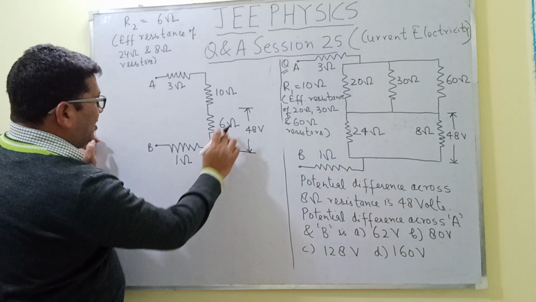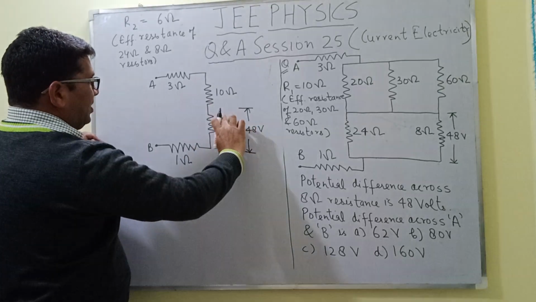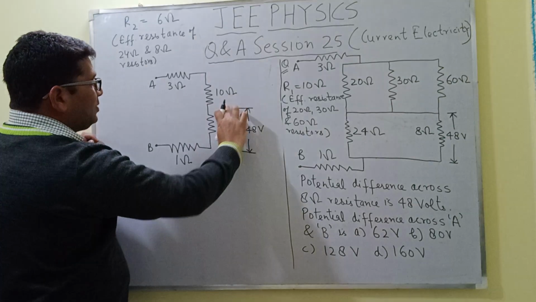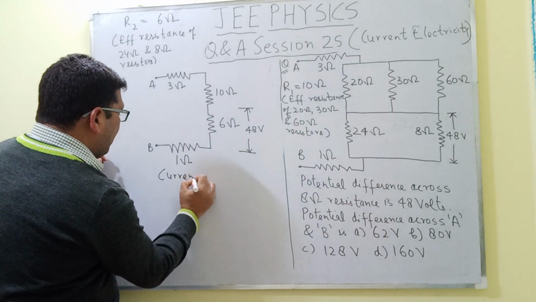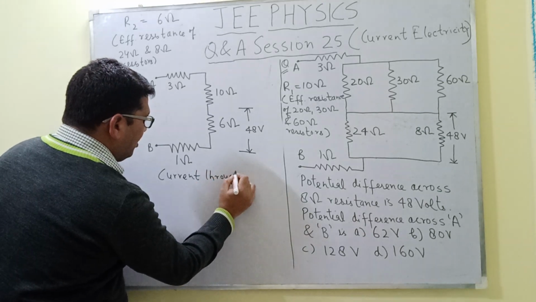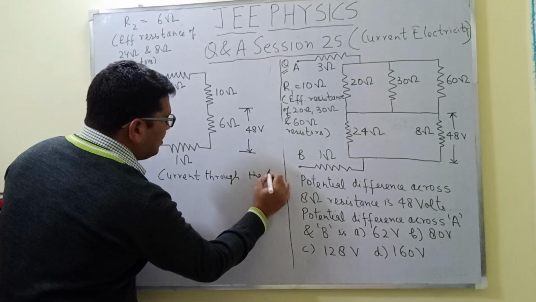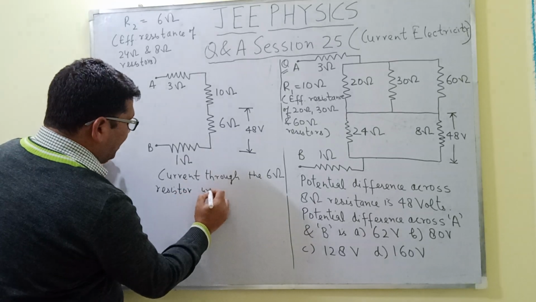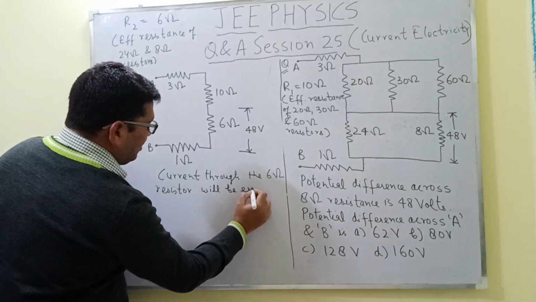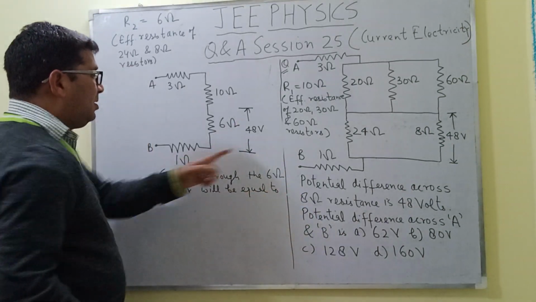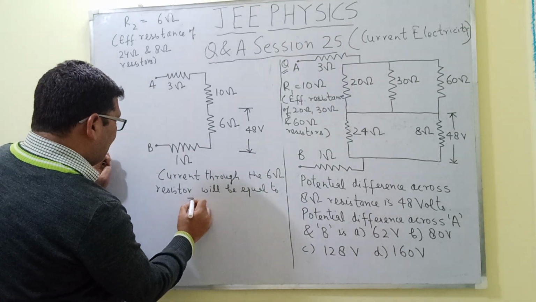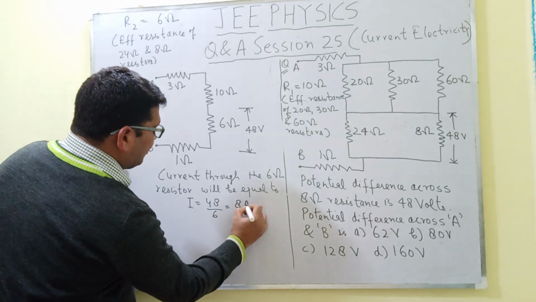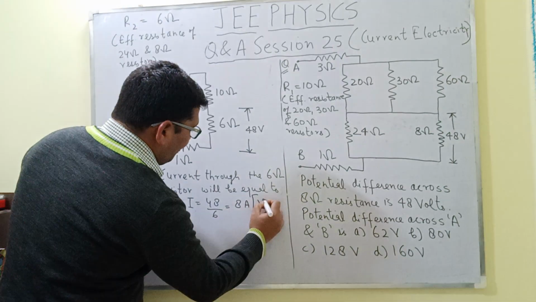Now here if I just consider this equivalent resistor of 6 ohm, then the current through the 6 ohm resistor will be equal to, let us say I, it will be equal to 48 divided by 6, which is equal to 8 ampere, because V is equal to IR.